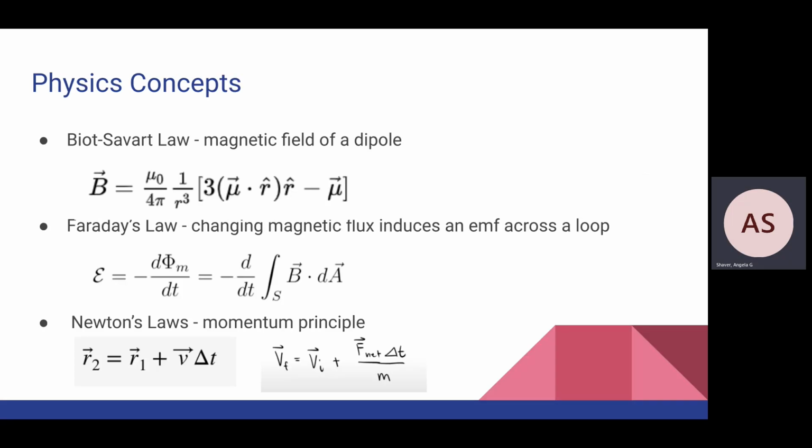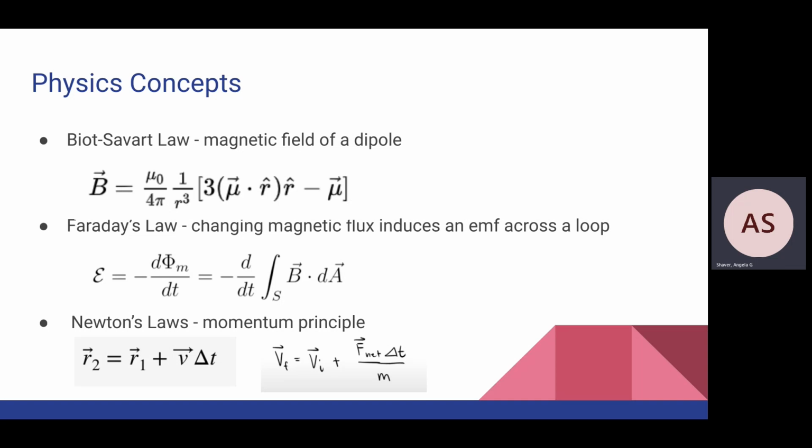The physics concepts that were needed to understand this lab are the Biot-Savart law, Faraday's law, and Newton's laws. The Biot-Savart law tells us the magnetic field of a dipole, which is the bar magnet in this case of the experiment. This states that the magnitude of the magnetic field is equal to mu naught over 4 pi times 1 over the radius cubed, all times 3 times mu dot r hat times r hat minus mu.